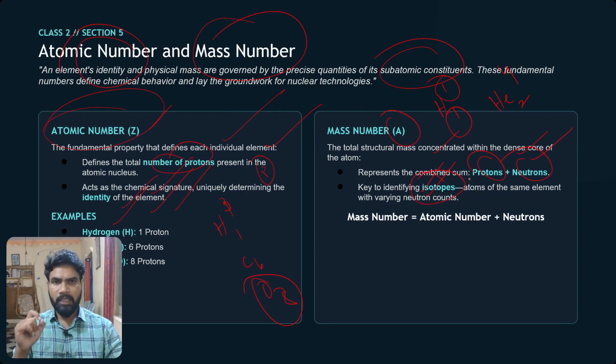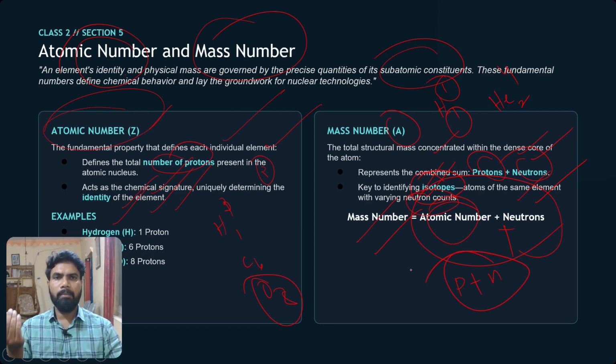The isotopes are atoms of the same element with varying neutron counts. Means in isotopes the atomic number will be the same, they are the same element, but their neutrons differ in each of them. They are called isotopes. We will see in the next slide. So mass number is what? It is the atomic number plus the number of neutrons the nucleus of the atom has. In other words, you can also say it is the number of protons plus the number of neutrons. That is also how you can define mass number.